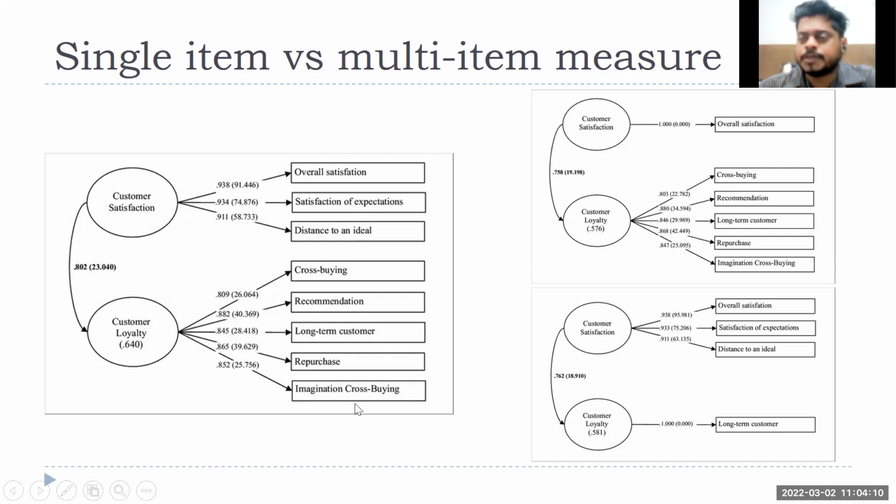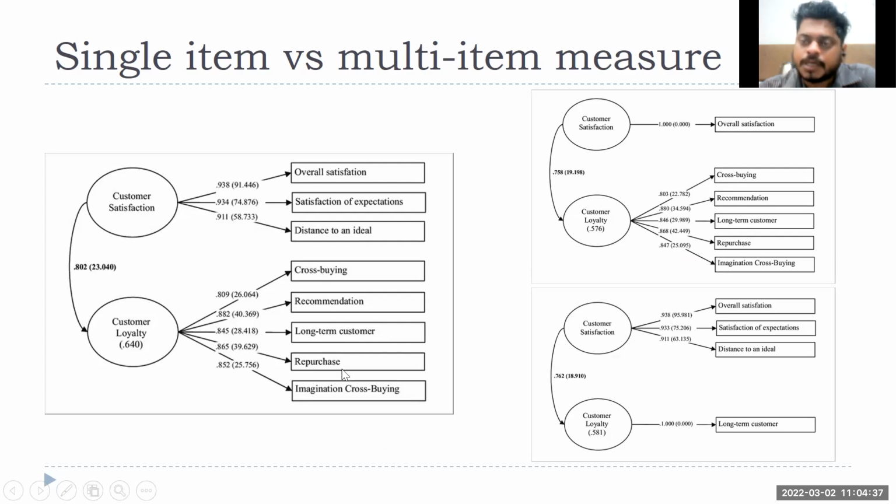So there are 5 dimensions. Cross buying: do you buy some other item from the same brand along with your product? Recommendation: do you recommend, like the net promoter score, my product to your relatives or friends or family? Long-term customer: how many years have you been my customer? Credit card companies do that. According to that, your credit limit increases.